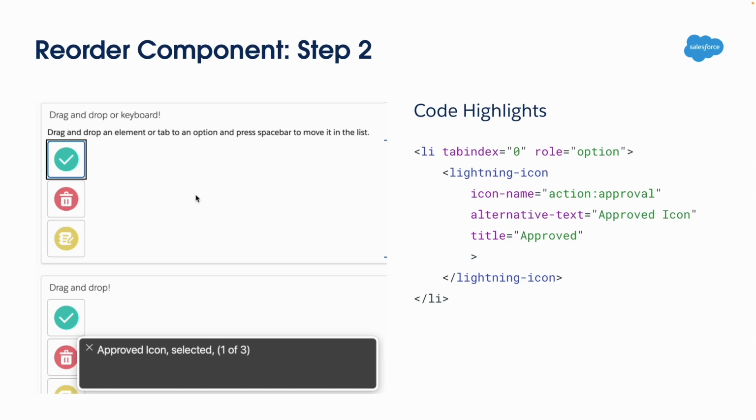And we can also see I'm using the out-of-the-box lightning icon just for our demo here, and I've given the alternative text of approved icon, and the screen reader is reading approved icon selected 1 of 3. Now, I haven't done any code to share this message with the user. That is just what the screen reader is able to pick up through what has been provided through the HTML.